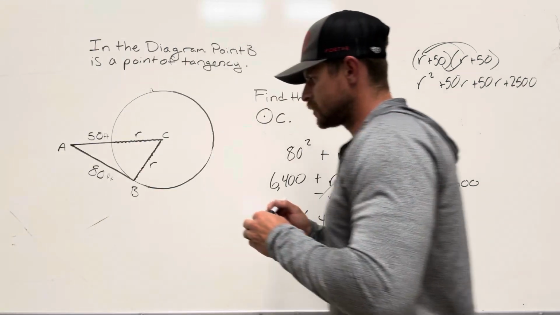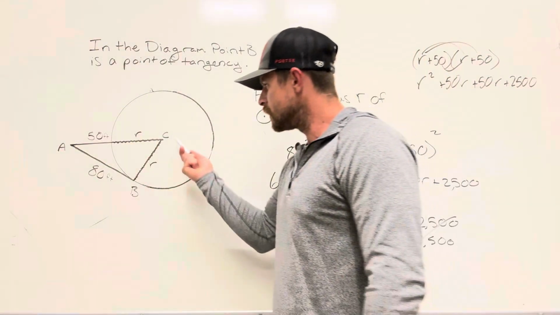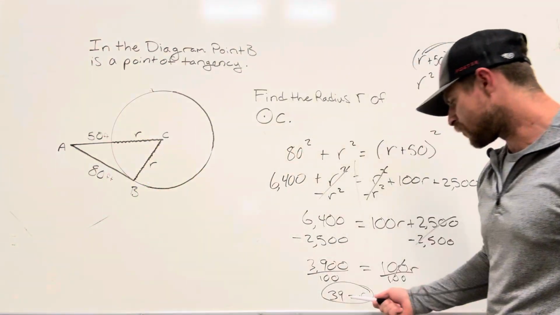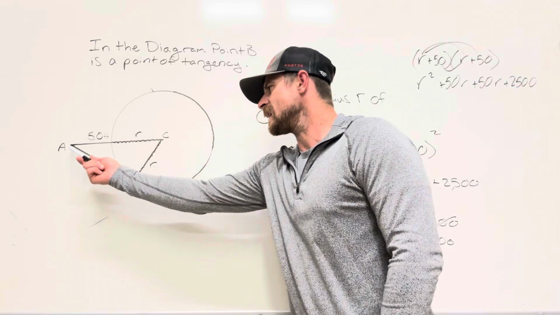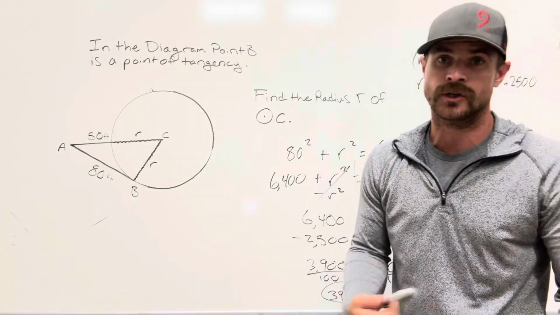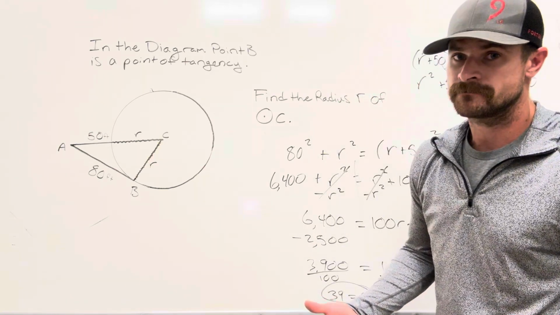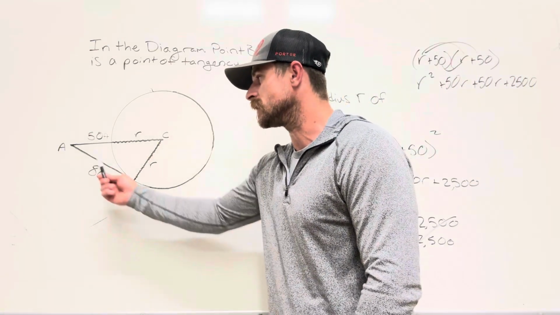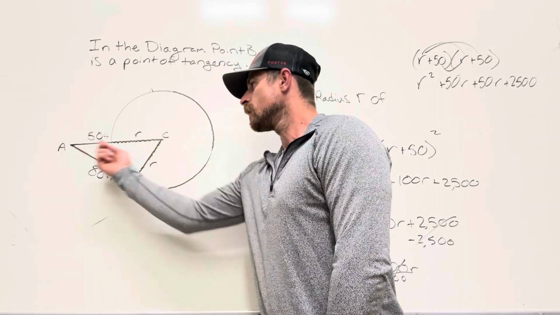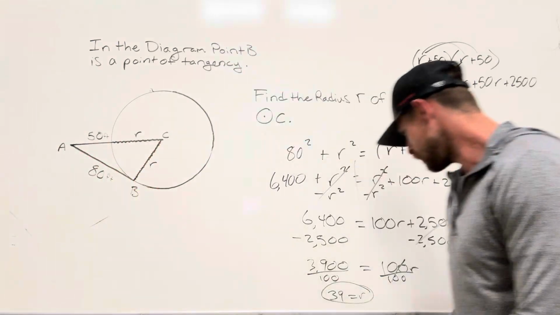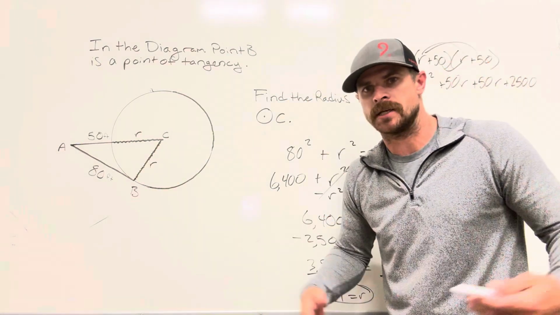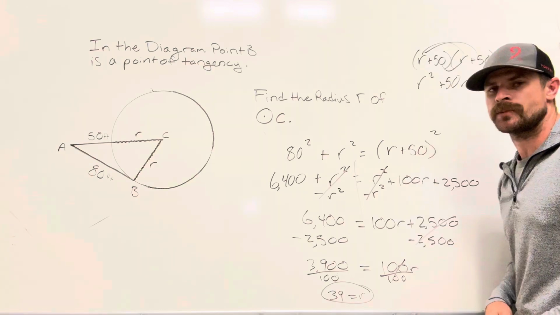Go back up here and ask yourself if that makes sense. Could this distance from C, the center of the circle, to B be 39 feet? If this is 80 feet, and this would be 50 plus 39, well, 50 plus 39 gives you 89, which is greater than 80. You need a hypotenuse that's larger than 80. So you've got 89 up here, 80 here, 39 feet there. Ask yourself if it makes sense. I'd say it sounds good. And that's how you tackle a problem like this.